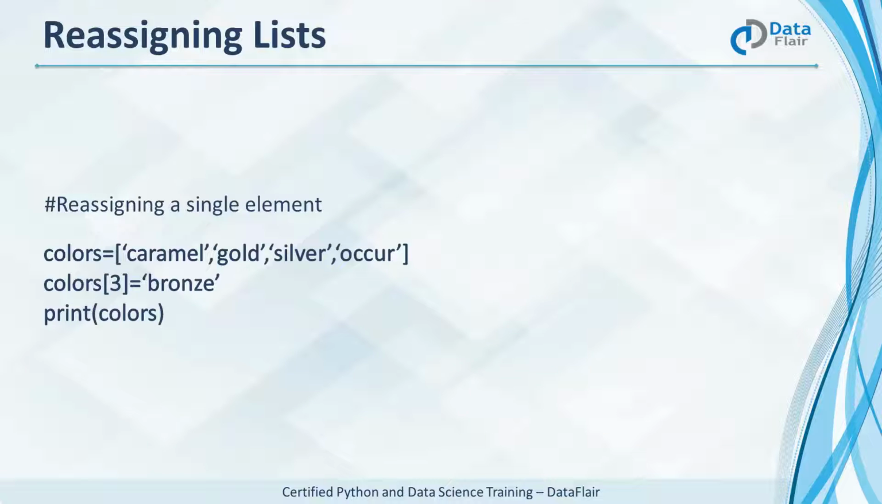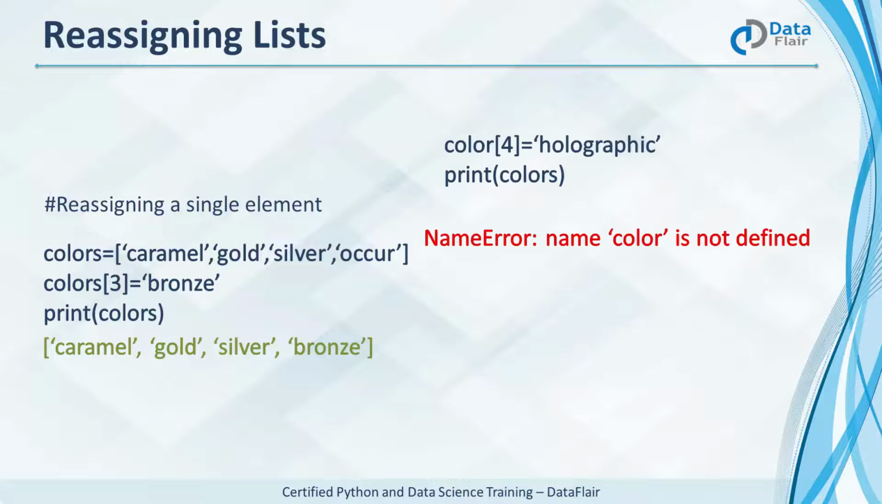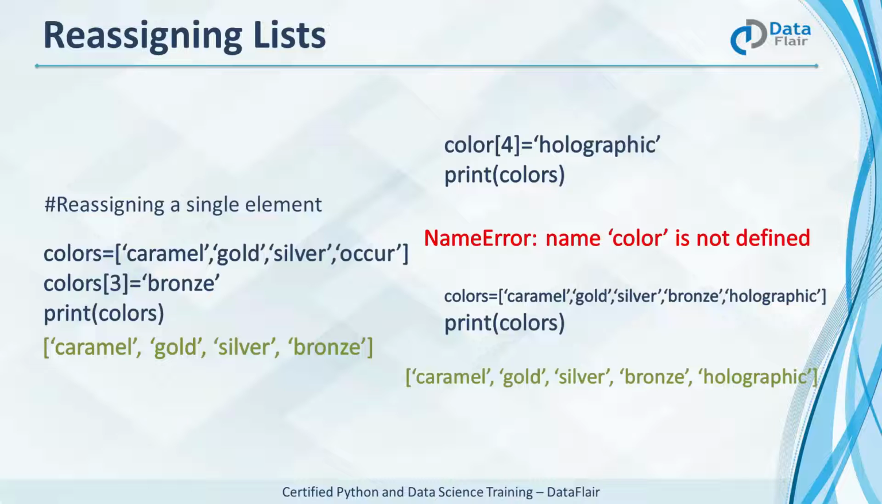We can also reassign single elements. Colors is this list and we set index 3 to bronze. So this sets the fourth value to bronze. This gives us a name error because there's no list color. It is colors. We can also just reassign the entire list with a new one.